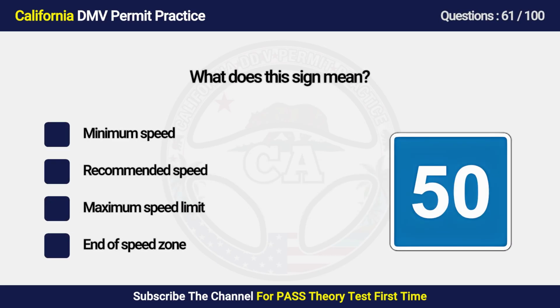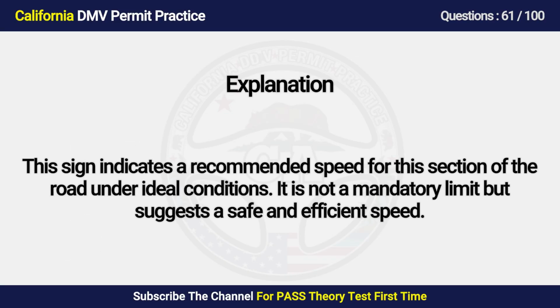Question 61. What does this sign mean? A. Minimum speed. B. Recommended speed. C. Maximum speed limit. D. End of speed zone. Answer is B. Recommended speed. This sign indicates a recommended speed for this section of the road under ideal conditions. It is not a mandatory limit, but suggests a safe and efficient speed.